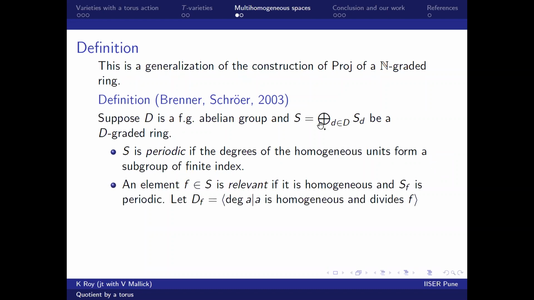And here, since most of the rings don't have these properties, that all the homogeneous elements, homogeneous units, induce a subgroup of finite index, we go to some localization of that ring that has those properties. So we say an element is relevant if it is homogeneous and S_F is periodic. Now S_F being periodic implies that Spec of S_F admits a geometric quotient.